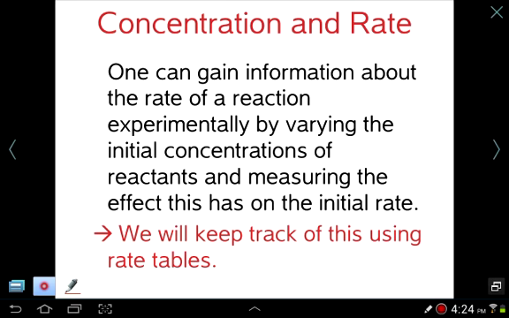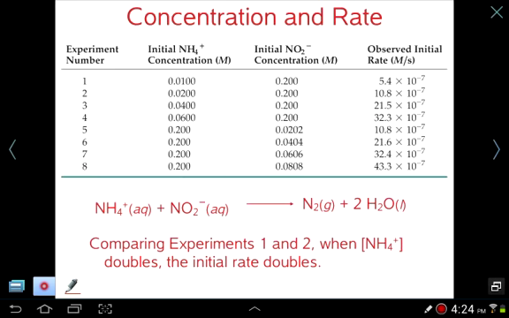And usually this is done using rate tables, like on the next slide. By analyzing these rate tables, we'll be able to determine exactly how concentration affects our rate. So here's an example of a table. What we've got are general equations here. We have two reactants reacting together to form two products. Our rate table has 8 experiments. Each experiment has different initial concentrations for both reactants.